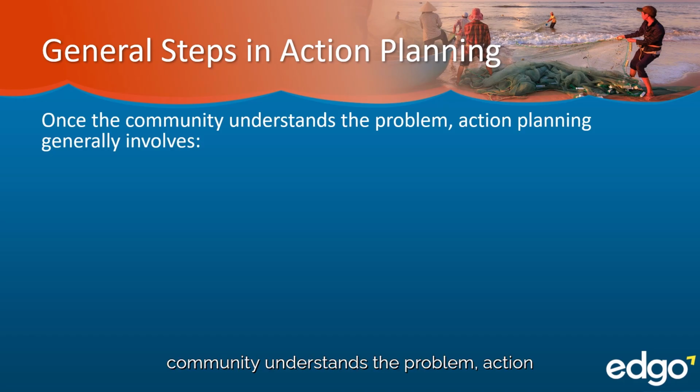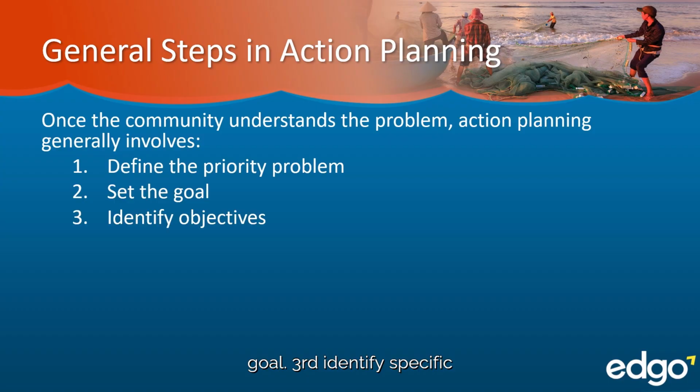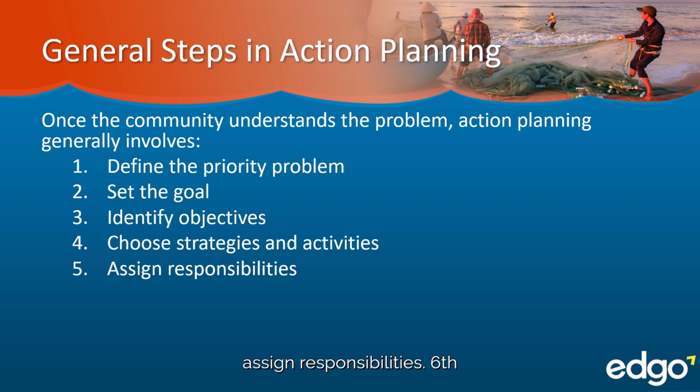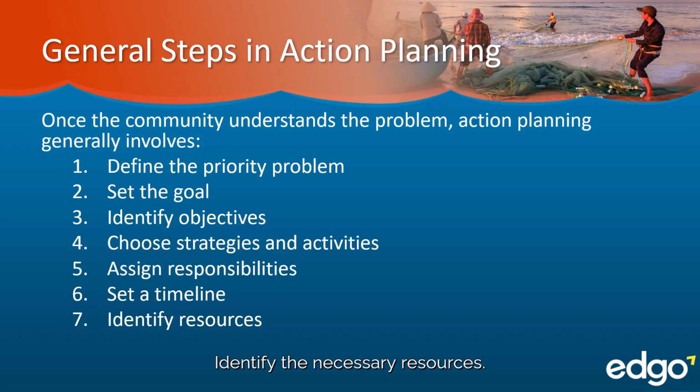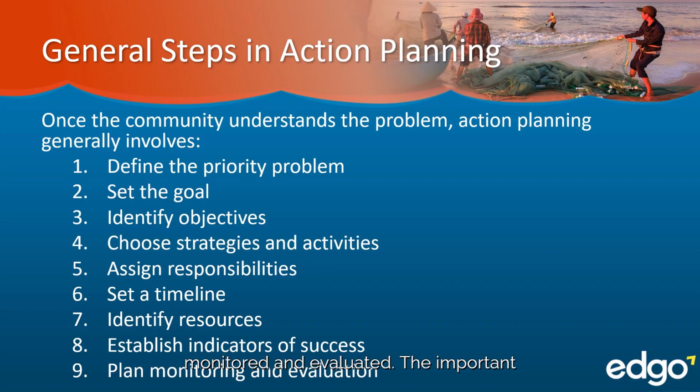Once the community understands the problem, action planning generally involves several steps. First, define the priority problem. Second, set the goal. Third, identify specific objectives. Fourth, choose strategies and activities. Fifth, assign responsibilities. Sixth, establish a timeline. Seventh, identify the necessary resources. Eighth, establish indicators of success. And finally, plan how the action will be monitored and evaluated. The important idea is: a plan turns decisions into organized action.